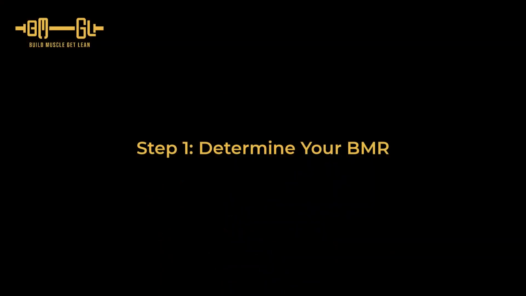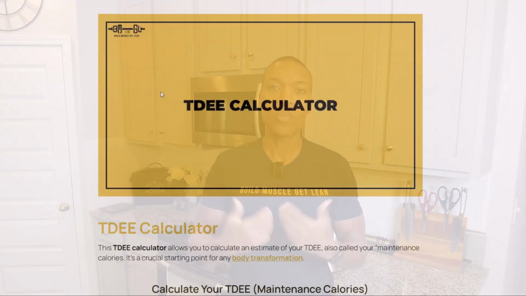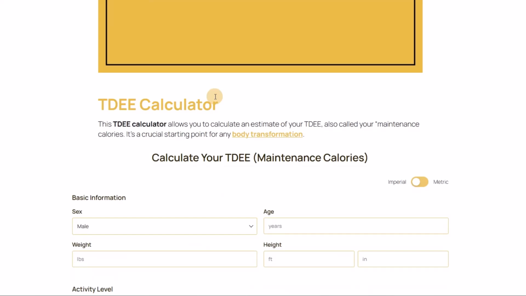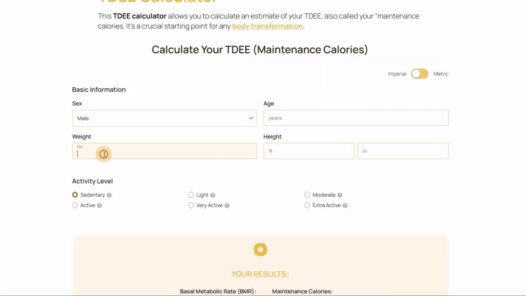The first step to determine your maintenance calories is to determine your BMR. As a reminder, your BMR uses the calories that your body needs to function and maintain your weight if all you did was rest in bed all day. Some online TDEE calculators don't show the distinction between the two steps that's needed to determine your TDEE or maintenance calories, so I like starting with my TDEE calculator. To get started, you can use the TDEE calculator at buildmusclegetlean.com/TDEE-calculator. The calculator will ask you for your age, gender, height, and weight.